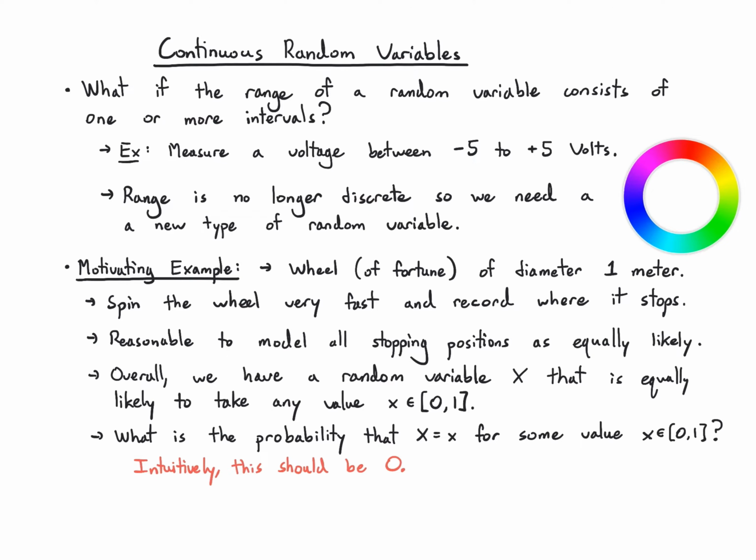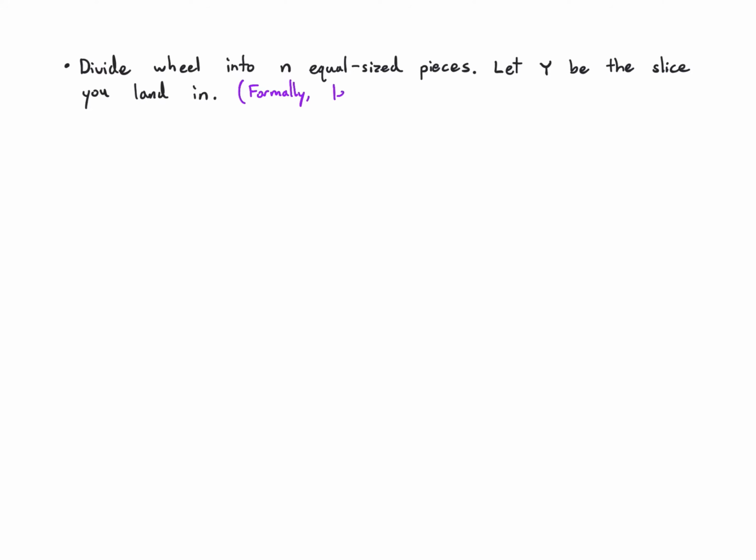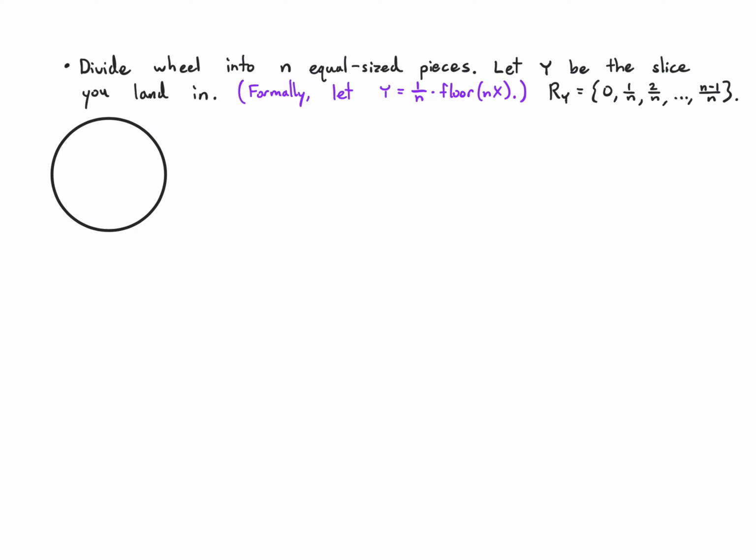It makes sense that there's a probability that lies between 0.5 and 0.57, but not to be exactly at 0.5 with infinite zeros afterwards. And so what I want to do is use my knowledge from discrete random variables to model this scenario and see what's going on. Instead of working with the continuum, I'm going to divide the wheel into n pieces of equal size, and I'm going to let Y be the slice I land in. Formally, Y is a function, which is the floor of n times X divided by n. And that means I get the values 0, 1/n, up to (n-1)/n. So that's like a quantization or discretization of my continuous random variable.